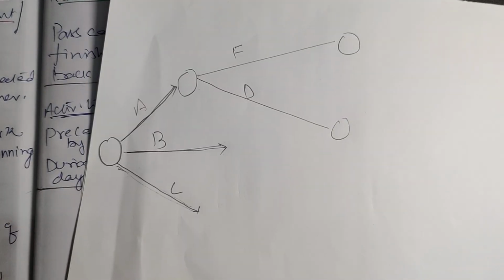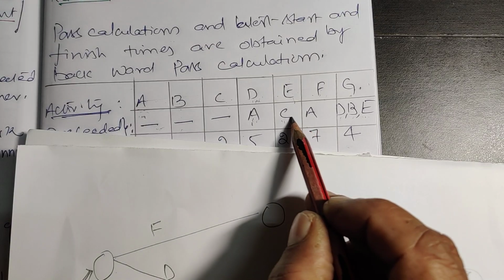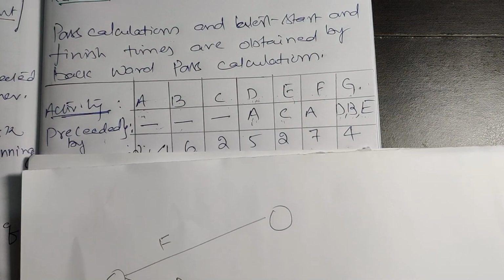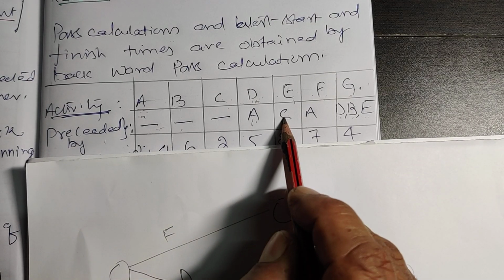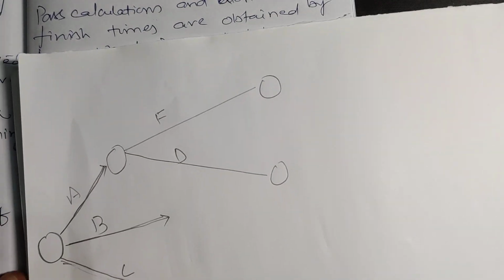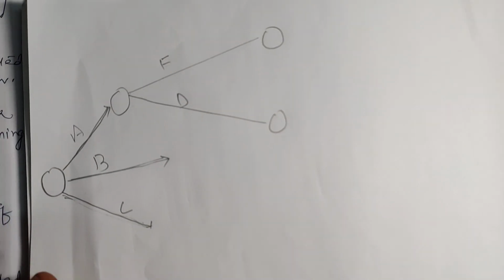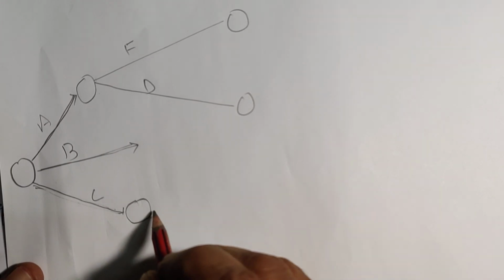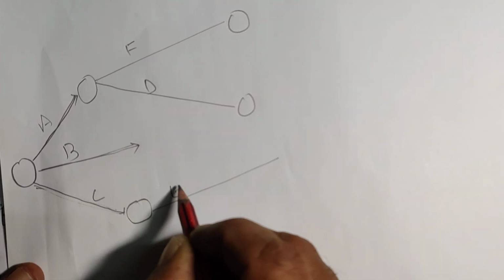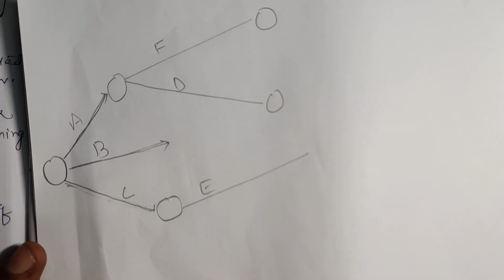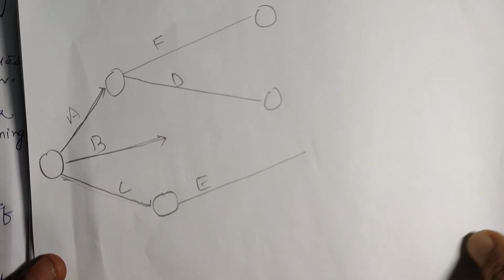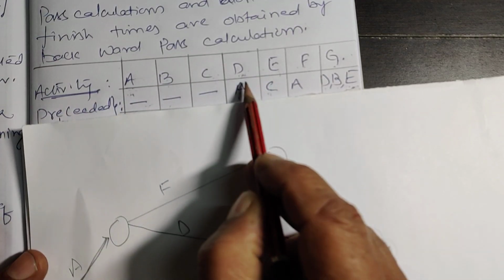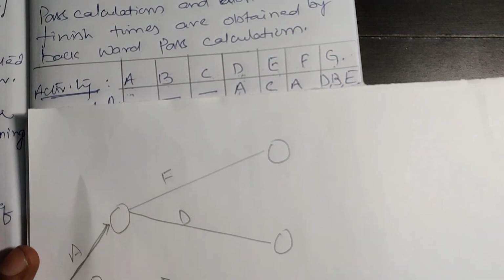Clear? Next, when activity C is completed, you can start activity E. Here activity C is completed, then I can start activity E. This is activity E. Activity A, activity B, activity C, activity D, activity E, and also F.